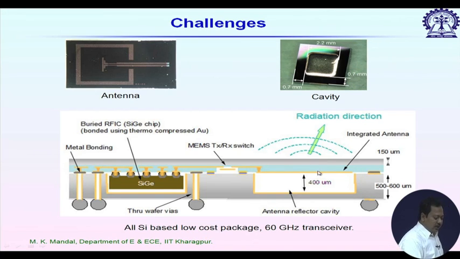You can also see this is a silicon substrate. So, they are using that air cavity. This is the radiator, and just below it we have this 400 micrometer thick air cavity. Just below the air cavity we have the antenna reflector cavity. This is just metallization on the cavity wall, which behaves as a reflector and further increases the gain.